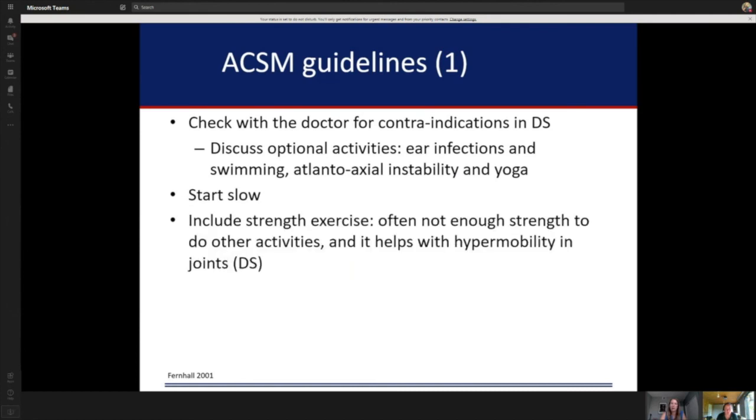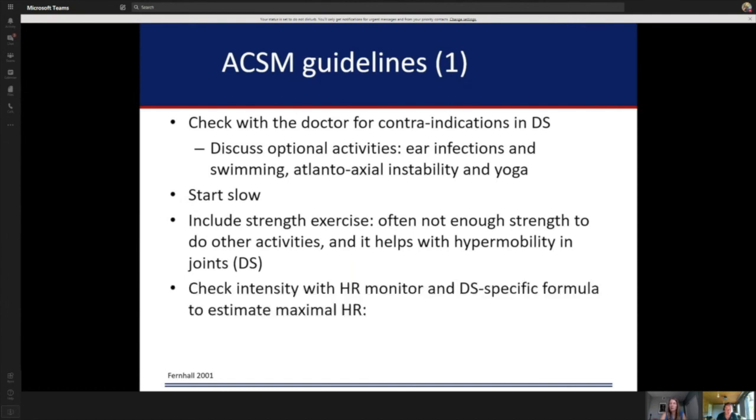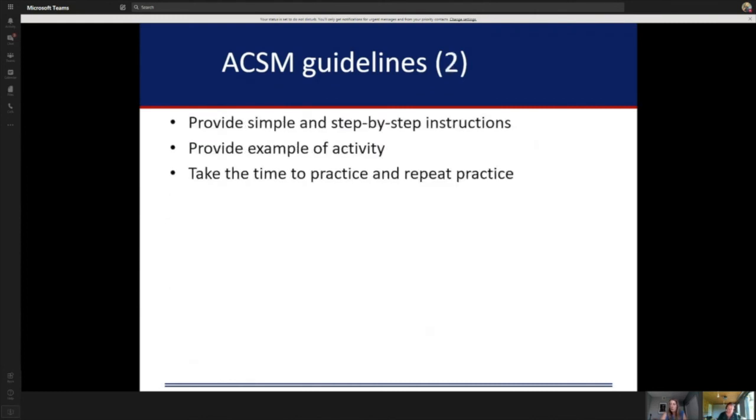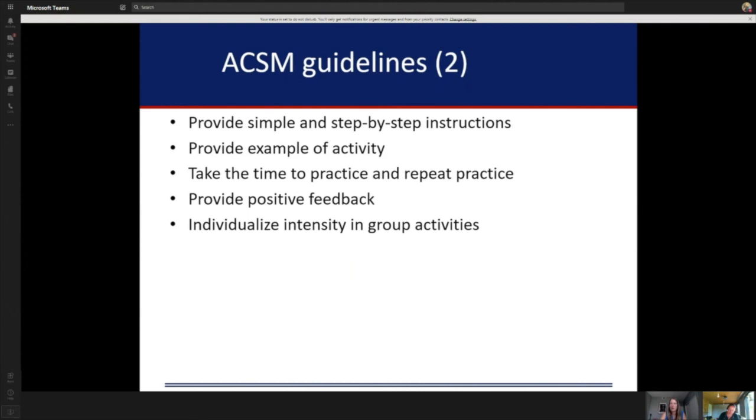Start slow, include strength exercise, especially in Down syndrome with the hypermobility that they have, to support that, and check the intensity. You can do that with the heart rate monitor and then with the specific formulas. Keep it simple, step-by-step, and provide examples. Visual examples generally work really well. That's why the online courses actually are not that bad of an idea in this pandemic, because it's all visual learning. Take the time to practice and to repeat the practice, provide positive feedback, and make sure you are able to individualize intensity even when you're doing a group activity.